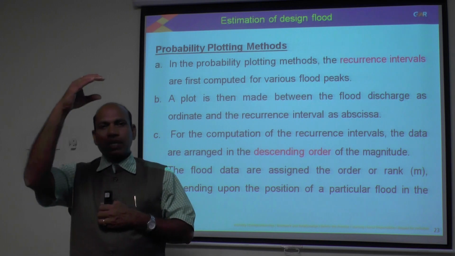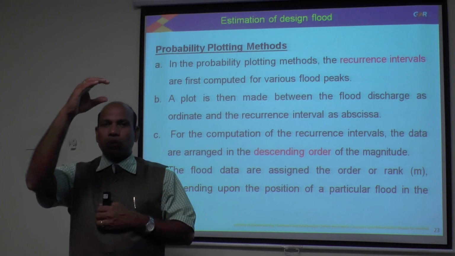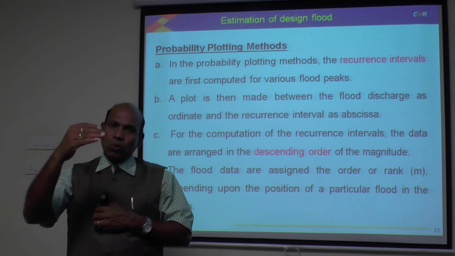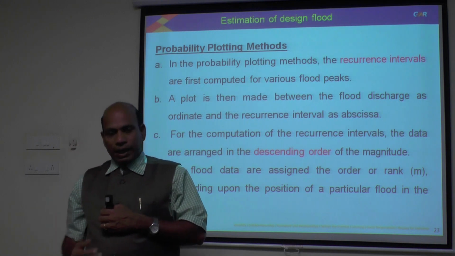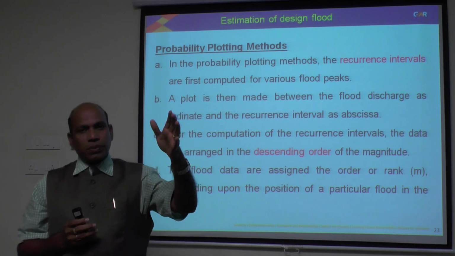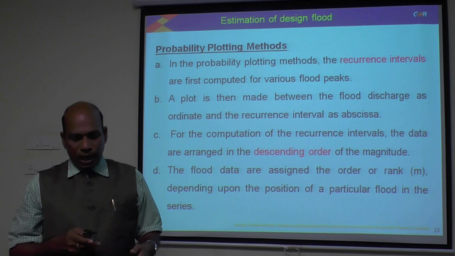For example, the top discharge is 3 into 10 power 5 meter cube per second, the next one is 2 point something, the next 1 point something, and so on. The corresponding year is also written in the same row. This is the way.